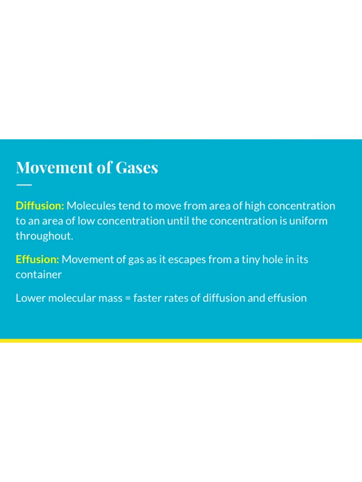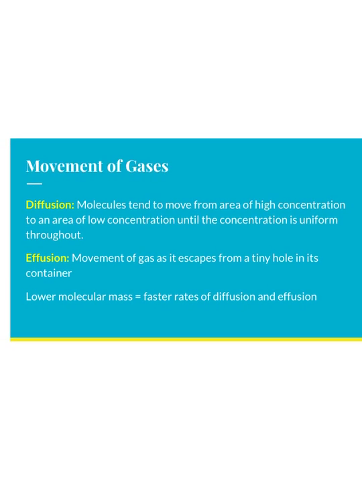Okay, so the next thing that we're talking about is the movement of gases. So there are two types of movement that our gases are going to experience. We have diffusion and we have effusion. So for diffusion, what we're talking about is that we have molecules of gas in an area of really high concentration. So this is like if we end up spraying perfume in a room.